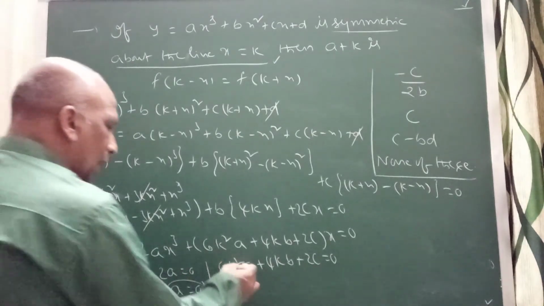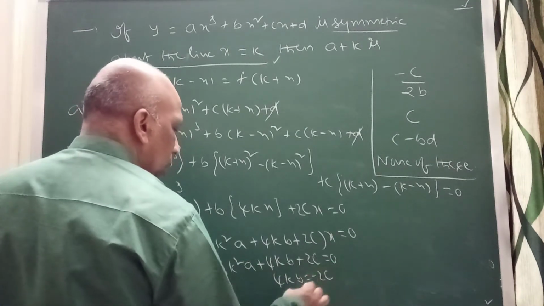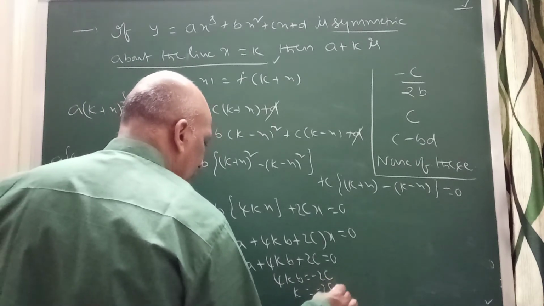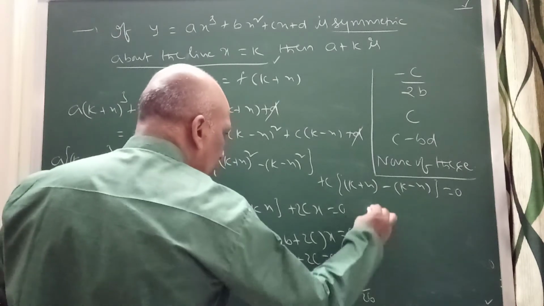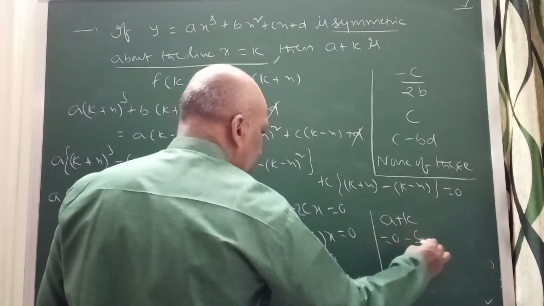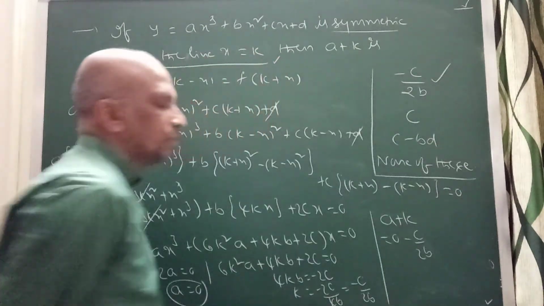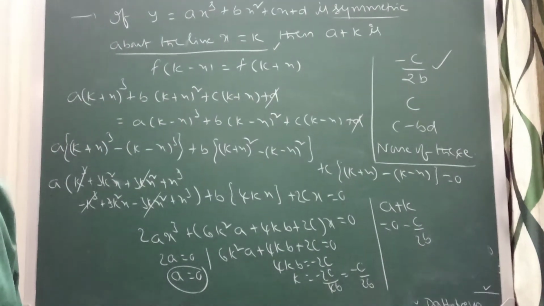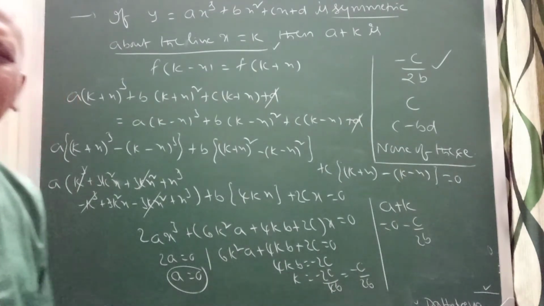Correct? Since a equal to 0 here, you will get 4kb equal to minus 2c. From this k is equal to minus 2c by 4b. This will be minus c by 2b, right? I want a plus k. Because a is 0, k is minus c by 2b. Your answer is minus c by 2b. That will be your answer. Fine. Next problem we will do.